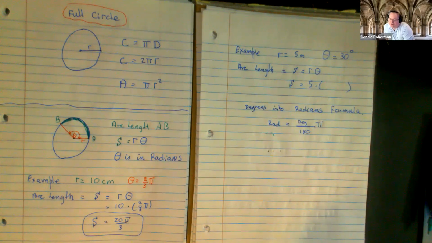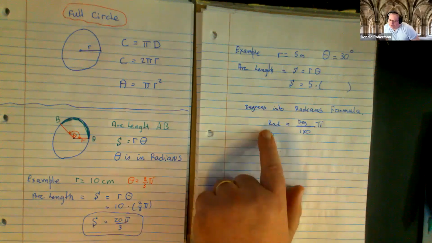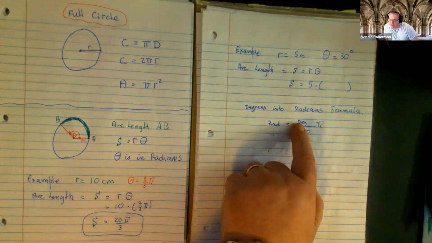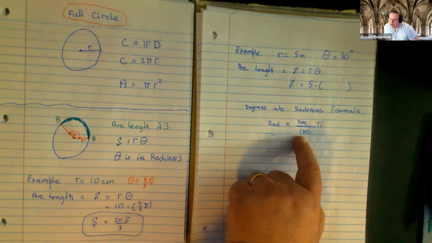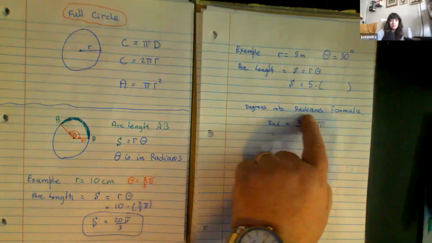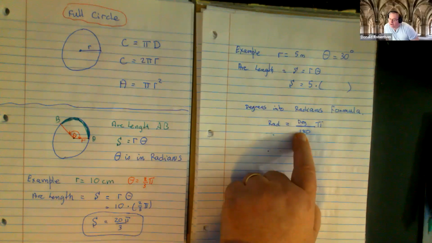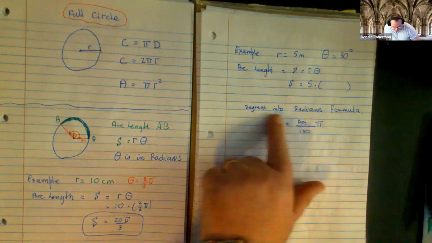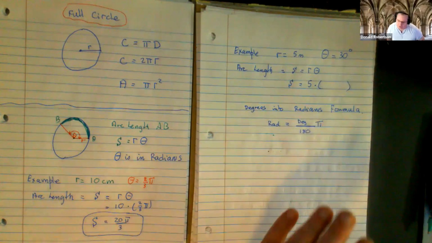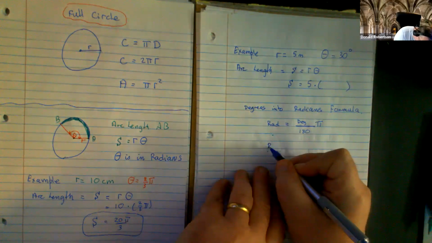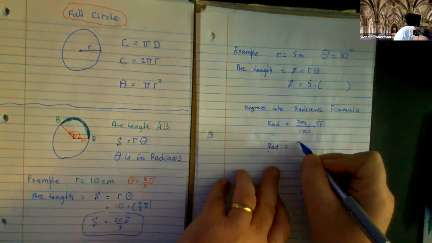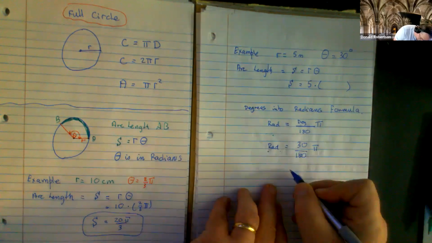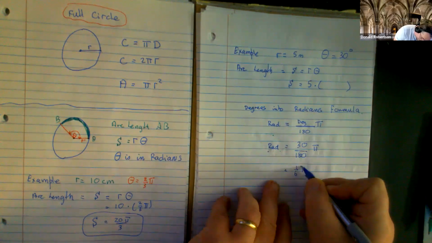You divide by 180 and it's pi. So the formula for getting degrees and turning them into radians is degrees divided by 180, times pi, right? That's the formula, right? So you do divide by 180 and multiply by pi. I'll do the answer to this and I'll try and prove to you why that's the formula, just to show you where it comes from. So in this case, the radians is going to be 30 over 180 pi, which simplifies down to 1/6 pi.